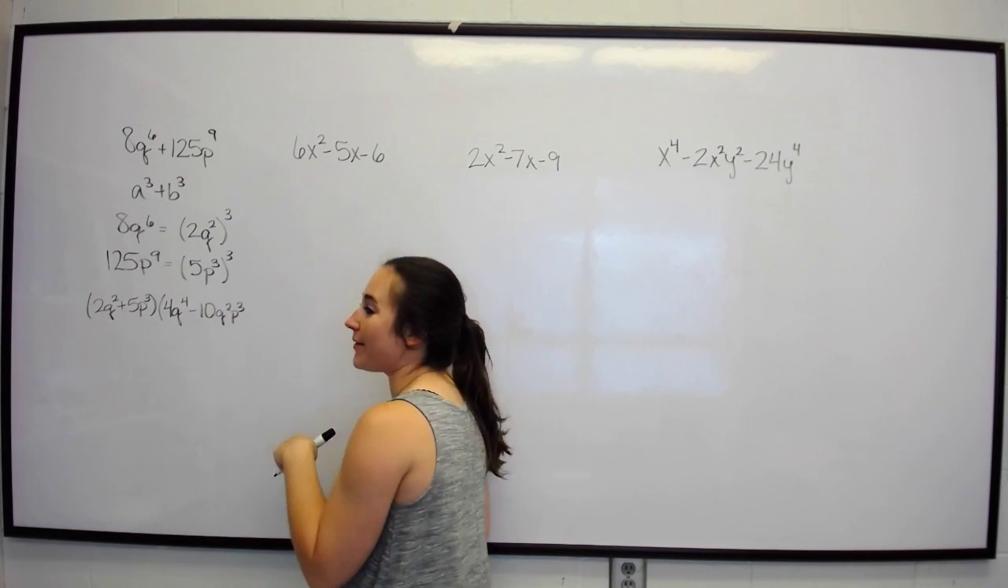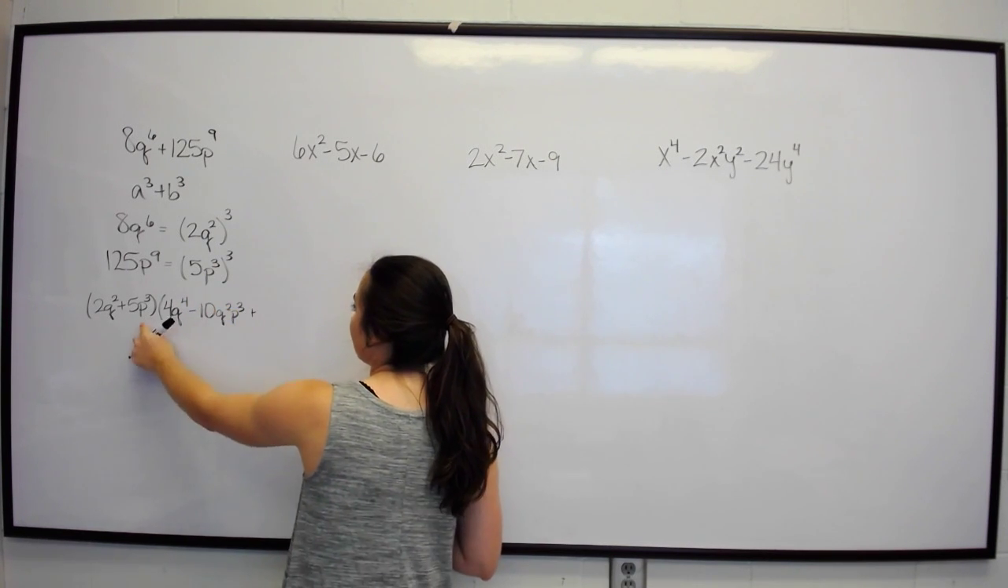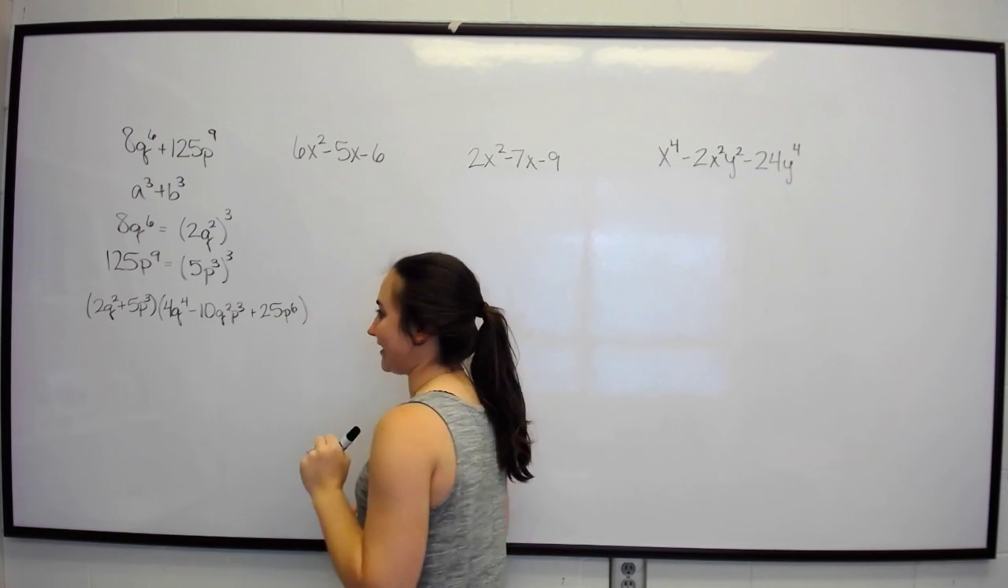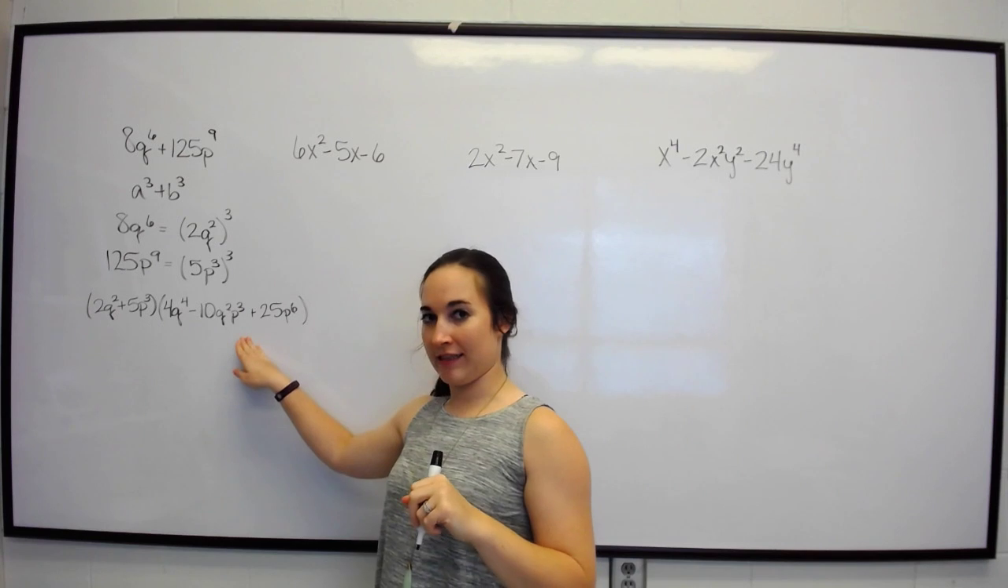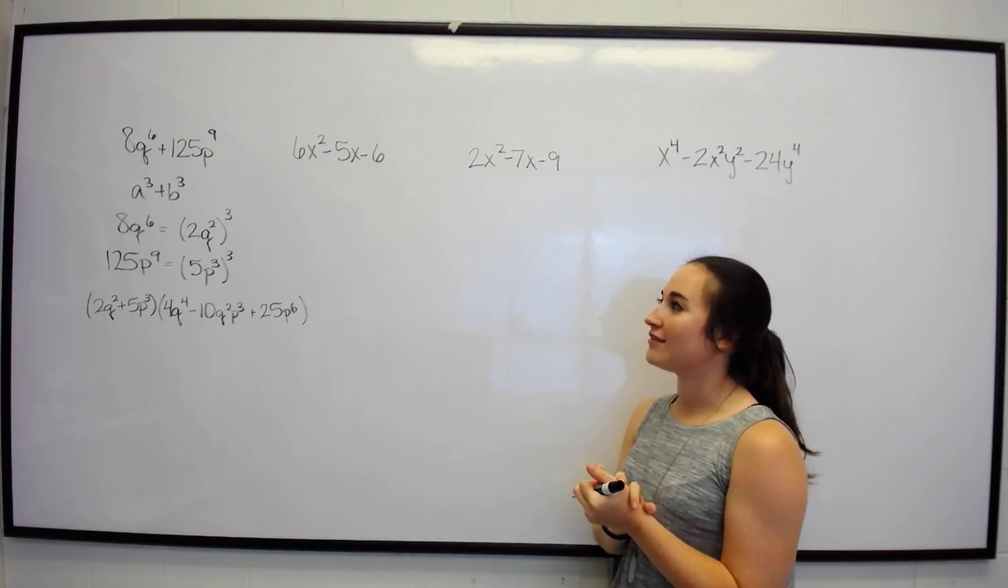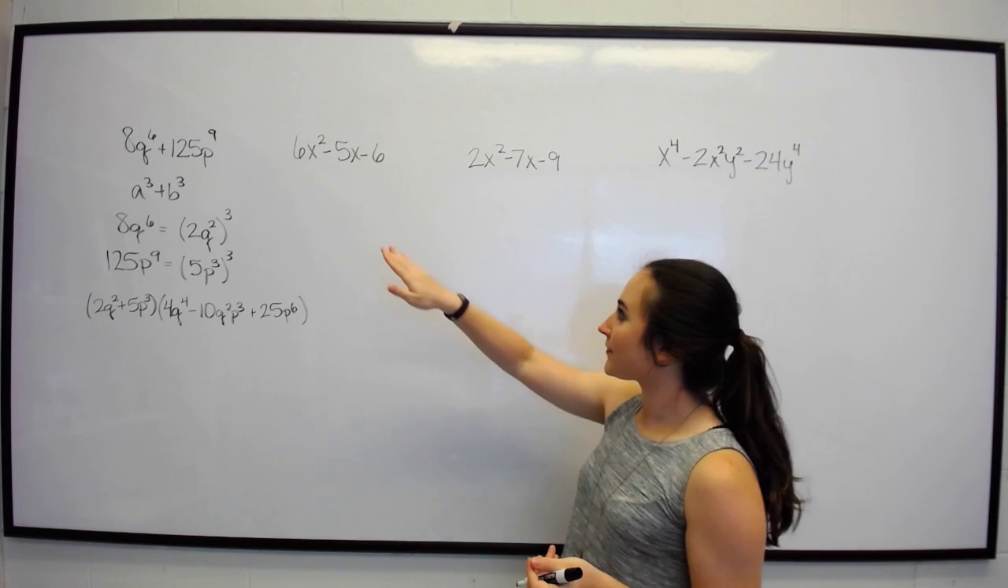And the order does not matter there. Plus this squared, which would be 25p to the 6th. And this you cannot do anything else with. So we have completely factored that sum of two cubes.